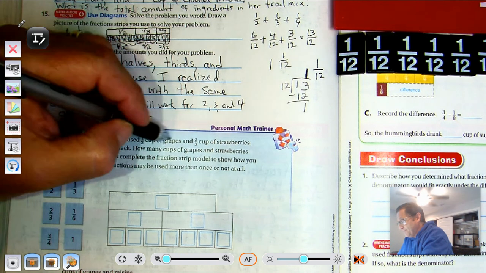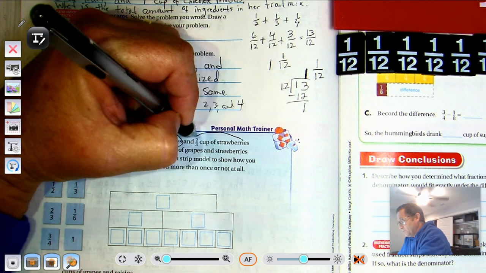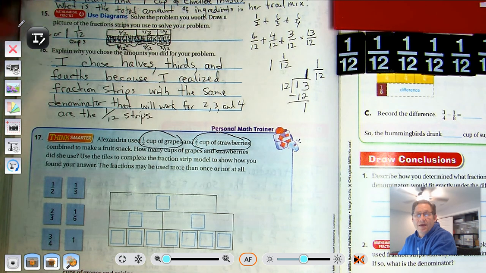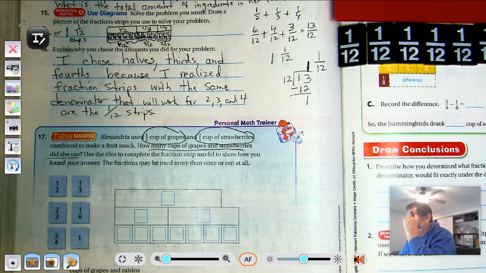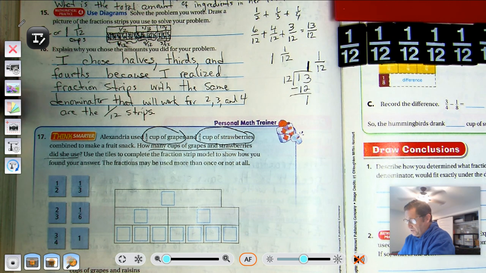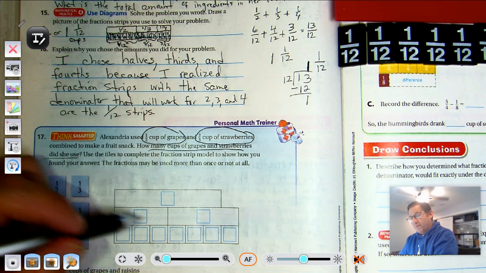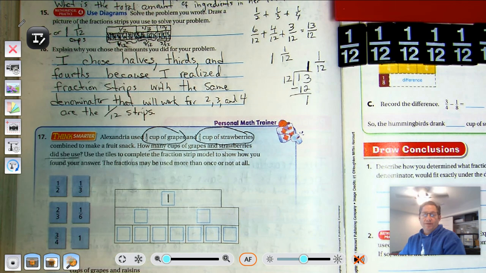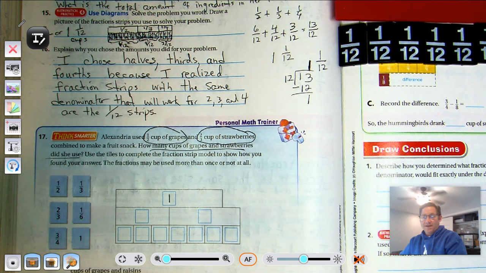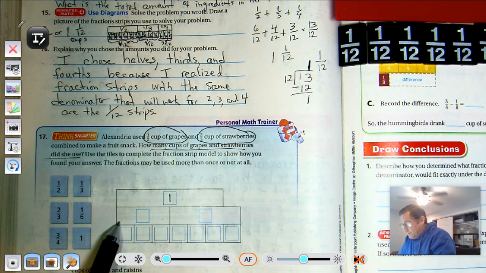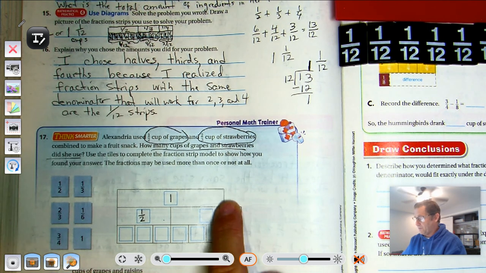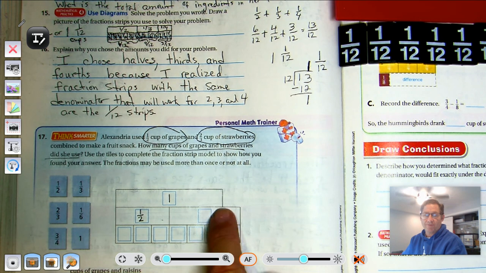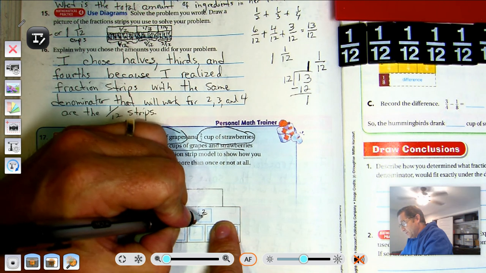Alexandria used a half a cup of grapes and 2/3 cup of strawberries combined to make a fruit snack. How many cups of grapes and strawberries did she use? Use the tiles to complete the fraction strip model to show how you found your answer. The fractions may be used more than once or not at all. Okay, so our first one, that's going to represent 1. We've been using 1 for all of those, right? And then I see that this one is exactly in the middle, so that's probably the 1/2. And then this one's a little bigger than 1/2 because it goes past the 1. If this was also 1/2, it would stop right here. So this is the 2/3.